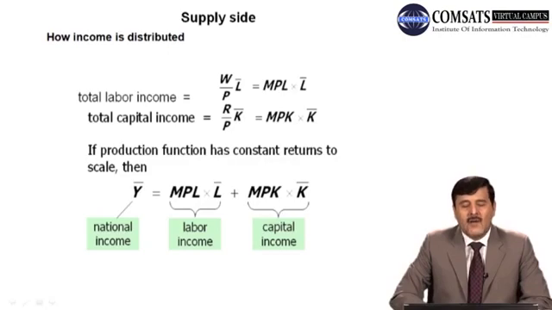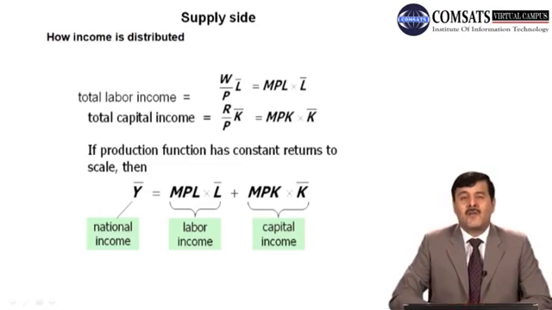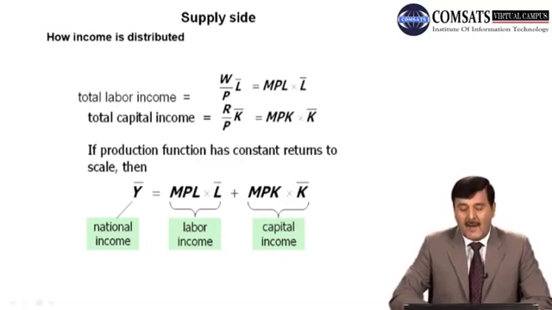And then we have total capital income. Similarly, we can find the total capital income, that is equal to R over P into K bar is equal to MPK into K bar. So we have total labor income and total capital income. So we can write that Y bar is equal to MPL into L bar plus MPK into K bar. So the first part of the equation on the right side is the total labor income, and the second part is the total capital income. If we add up the labor income plus capital income, that will give us the national income. So we can say that the national income is distributed among the factors of production which are used in the production process. So total national income will be equal to the total labor income plus total capital income.